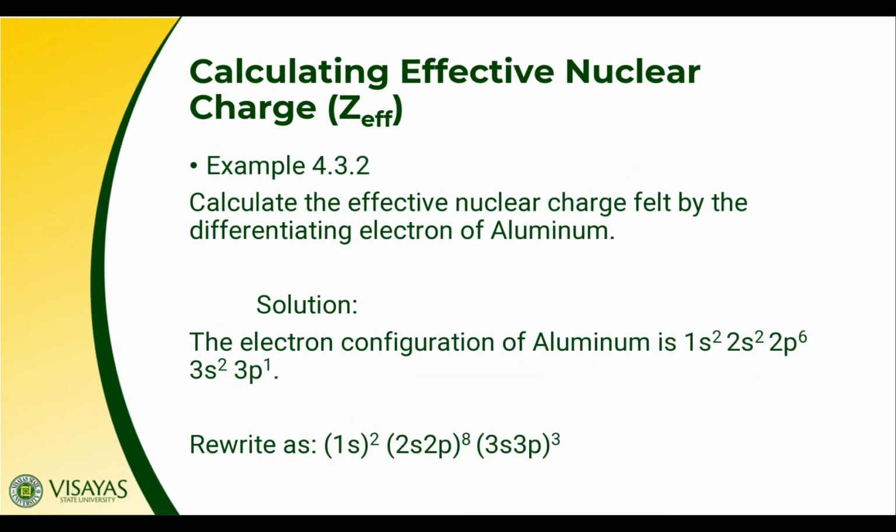Okay, another example. Calculate the effective nuclear charge felt by the differentiating electron of aluminum. The electron configuration of aluminum is 1s2, 2s2, 2p6, 3s2, 3p1. So we rewrite that as 1s, then we have our 2s and 2p. We add these 2, we have 8. Then we have 3s, 3p. We add these 2, we have 3.